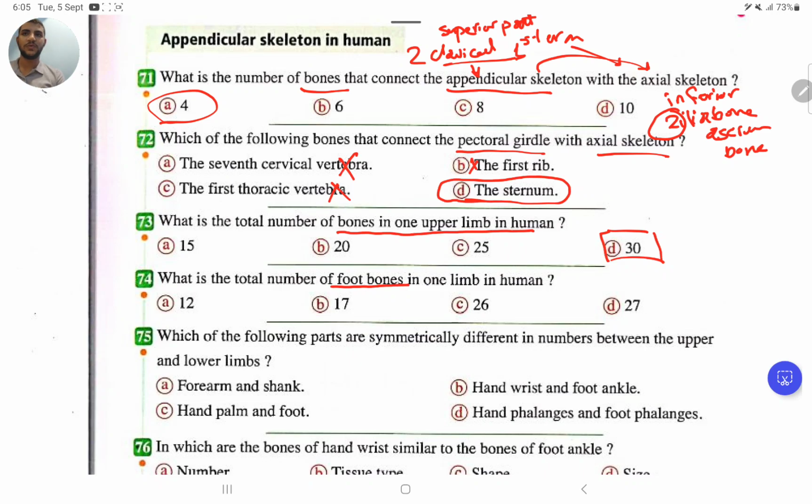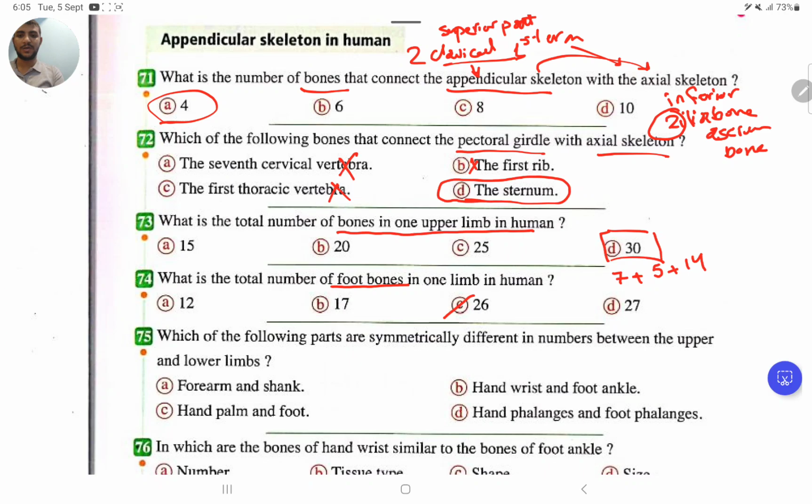Here I need foot bones only, so I ignore the first part, which is the leg, until we reach the foot region. The foot region, I have 7 ankle bones plus 5 metatarsals, 7 tarsals and 5 metatarsals plus 14 phalanges. The count here is 26 bones. So I ignore 4 bones from the total count of this limb.